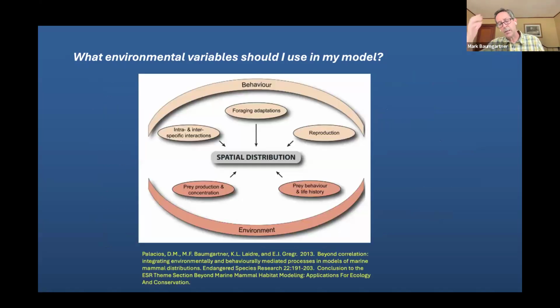Okay, so for that endangered species research theme section that we did, we wrote a paper at the end basically saying, where are we going with habitat modeling in our community? And this was a figure pulled from that. And it was designed to remind us of all the things that would influence the spatial distribution of our species.